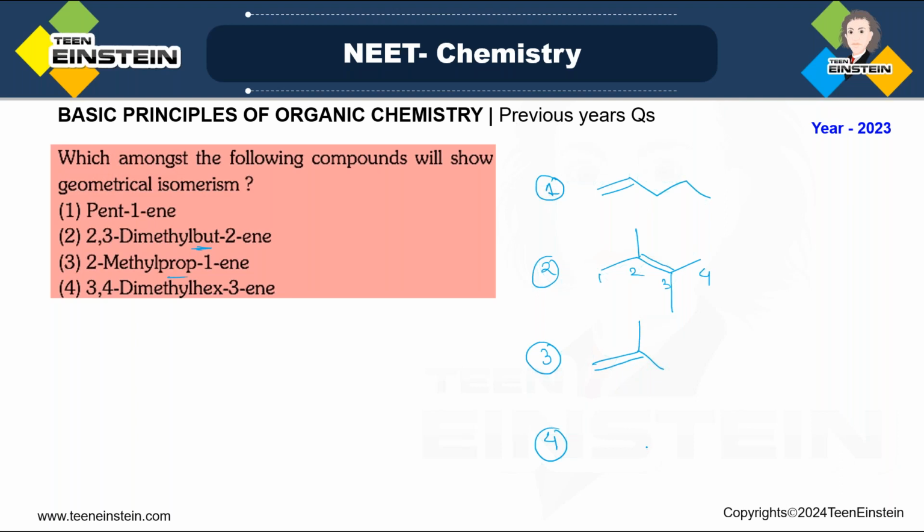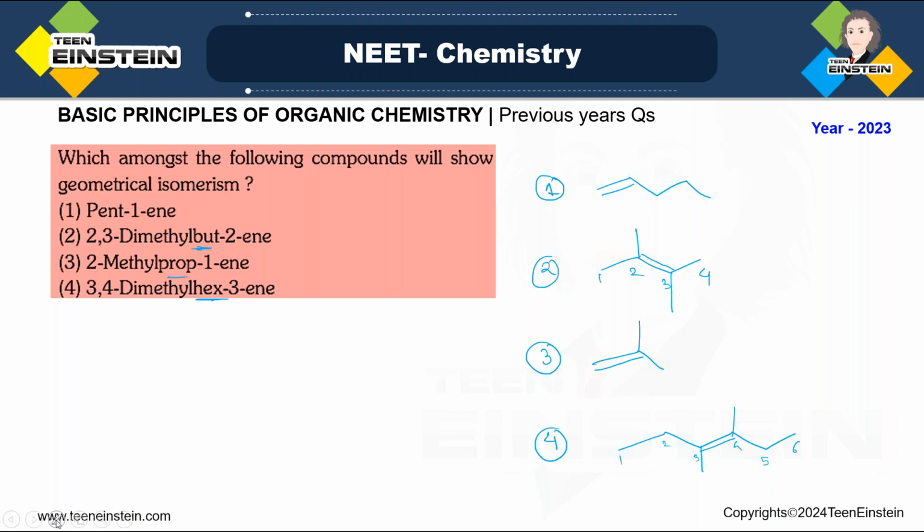And what about the last one? In case of the last one, it is hex. So first we will draw all 6 carbons in the parent chain. So this is 1, 2, 3, 4, 5, 6. At the 3 position you have to place a methyl group. At the 4 position also there is a methyl group. And at the 3 position there is a double bond.